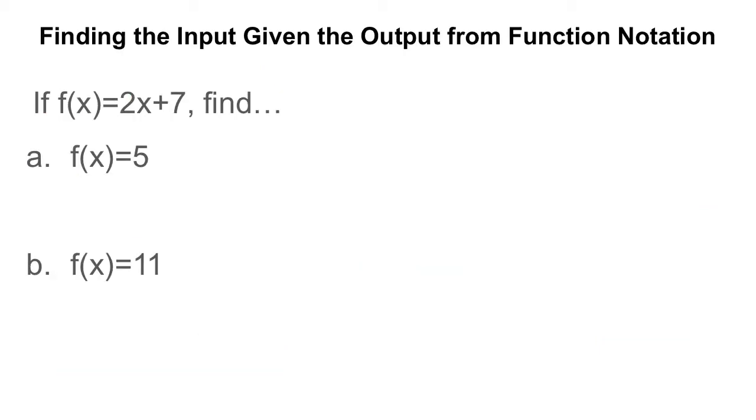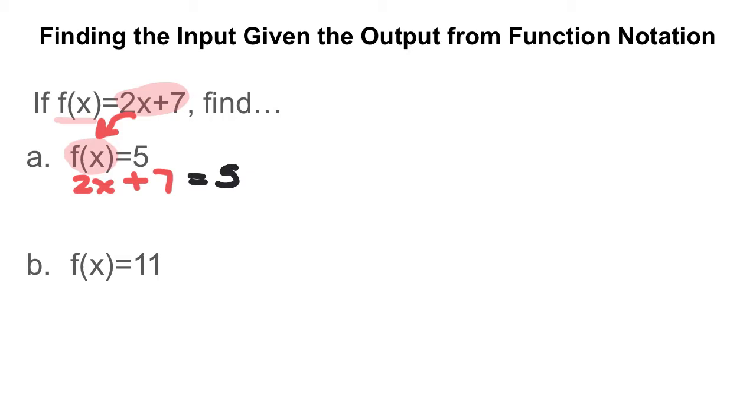For the next example, it says, if f of x equals 2x plus 7, find when f of x is equal to 5. So what I need to do is, instead of writing this f of x here, because we know this is also f of x, I'm going to substitute this 2x plus 7 in here. So this equation will become 2x plus 7, and it's still going to be equal to 5.